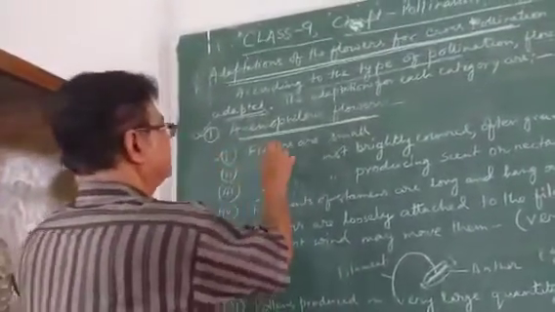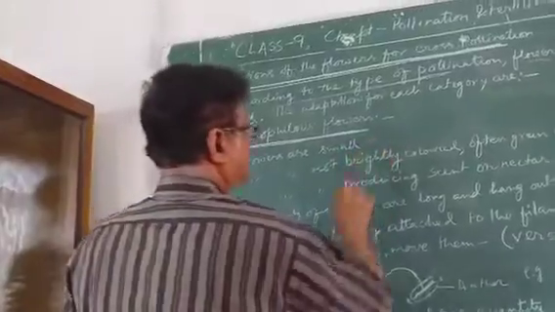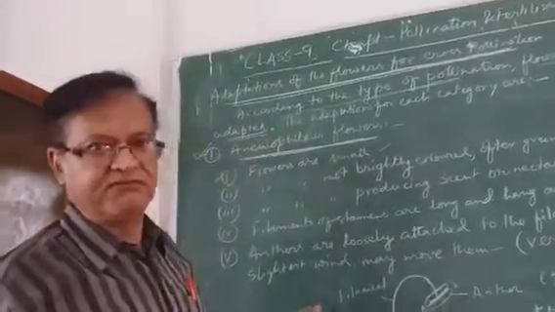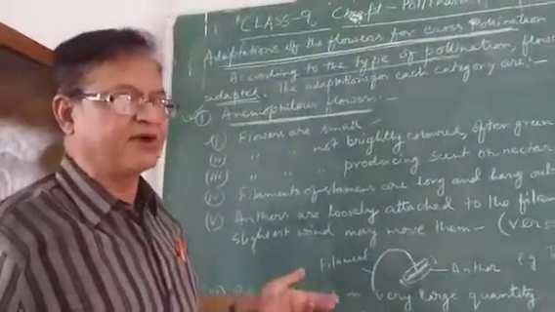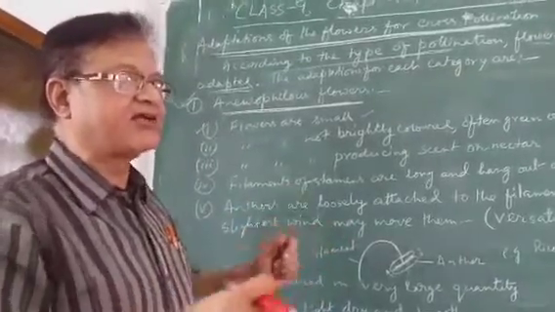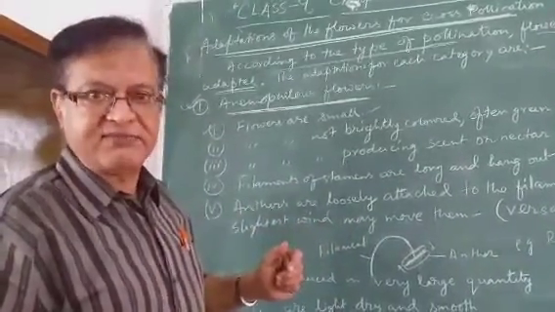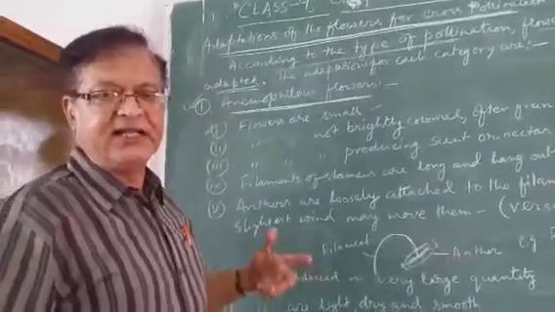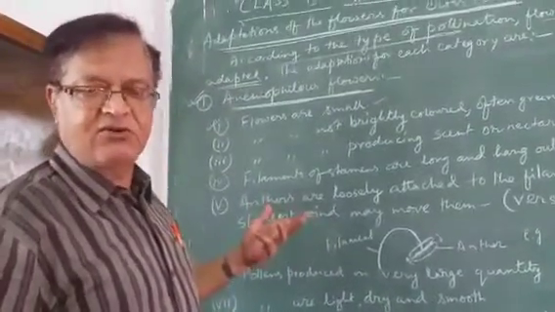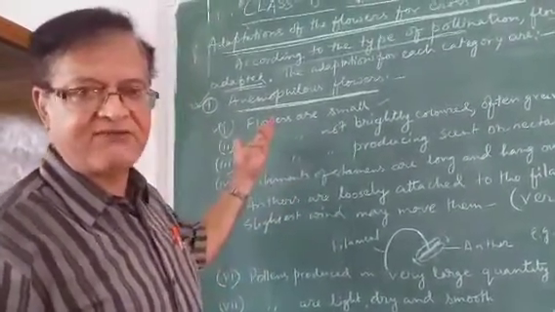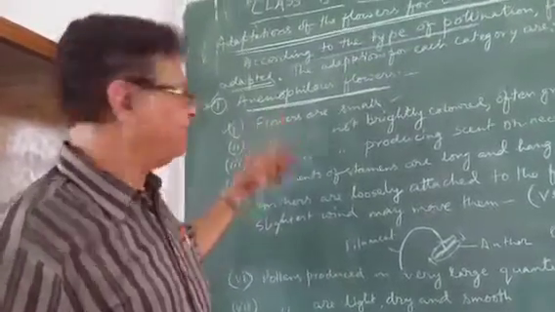Number 1, flowers are small. Big size is not needed, because big size of flowers attracts living things, meaning animals. So it is not an animal agent. So the size is very small, almost invisible.